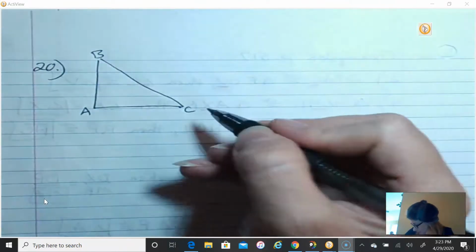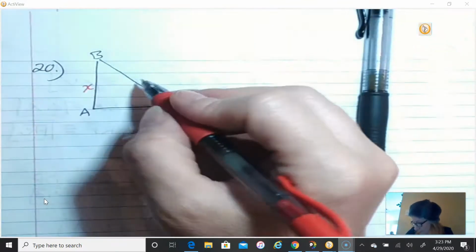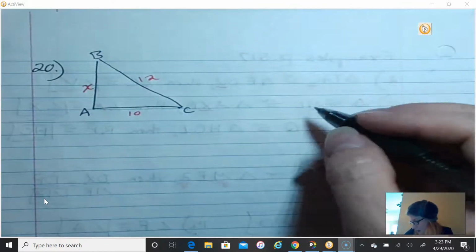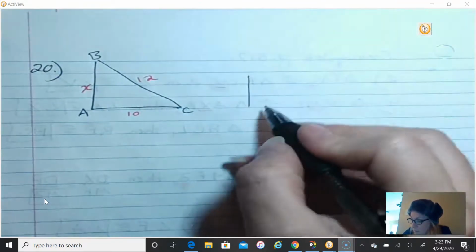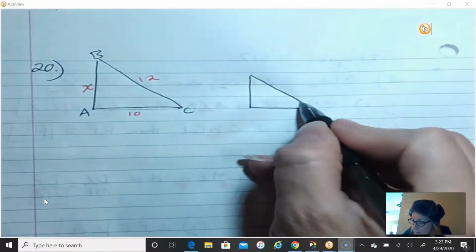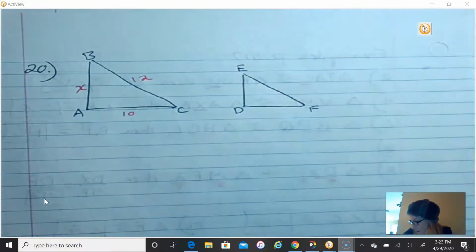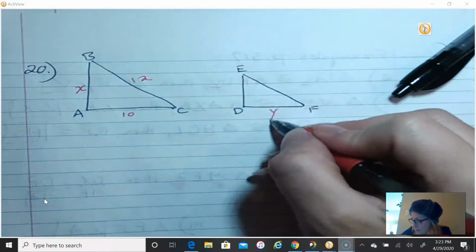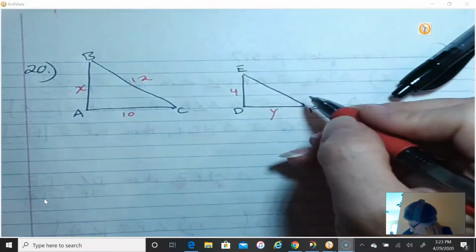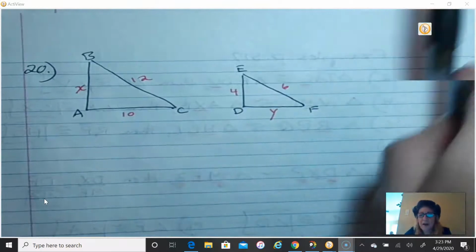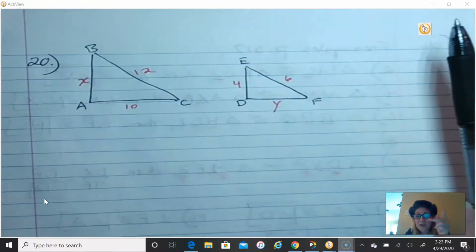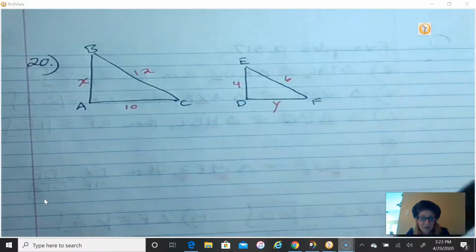I am too. So I have A, B, and C. And this is X. And this is 12. This is 10. And then a similar triangle right next to it. And that would be D, E, and F. And we have Y here. And then 4 and 6. Okay, so we got to find what X and Y is. That's a two-step problem. You're going to be working this out 2 times.